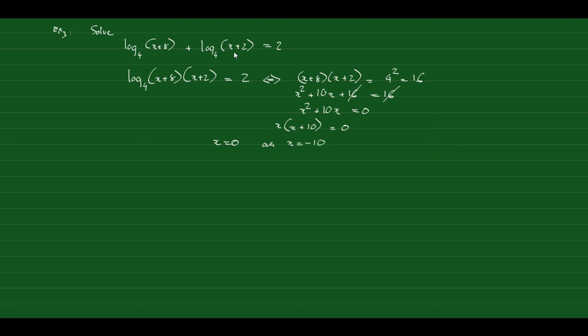And you plug over here, you see that 0 works, but -10 is not working, right? -10 plus 8 over here is -2. So we don't have log of a negative. So this is extraneous. Okay, there you go.